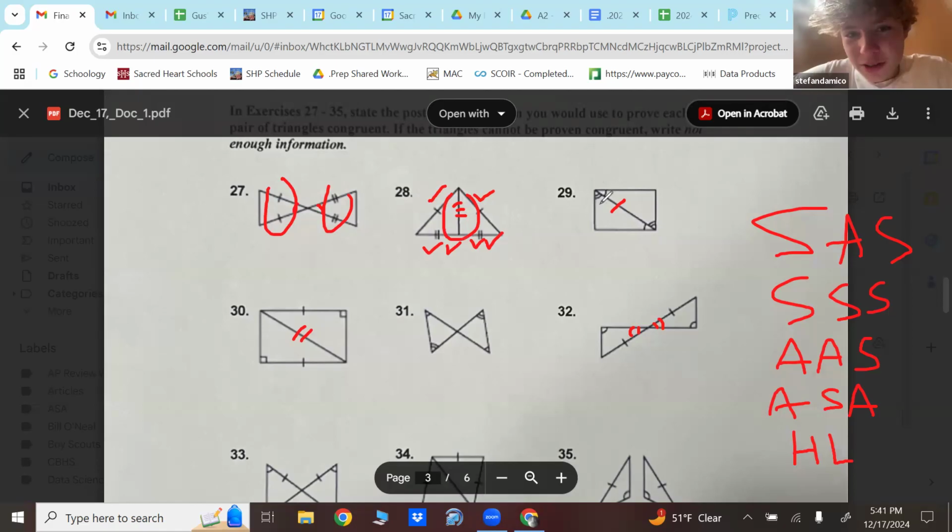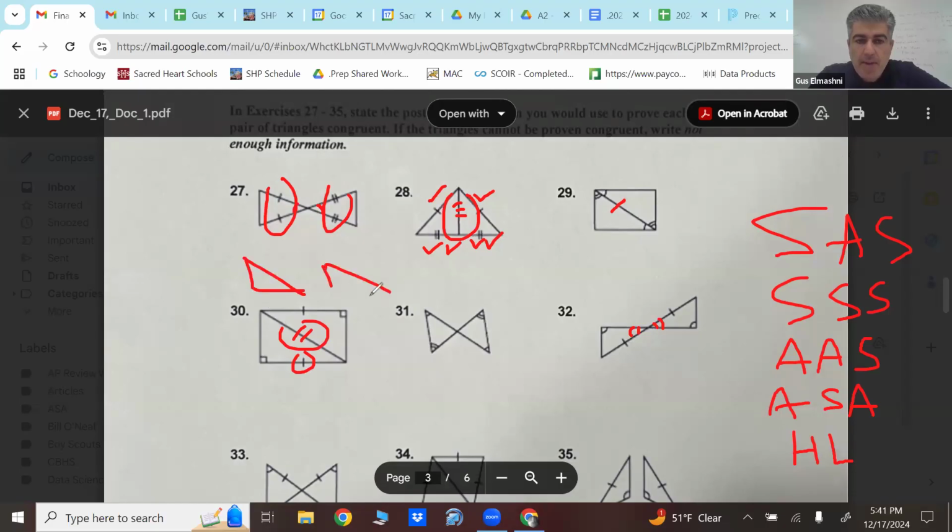Then for 29, you have to go in order: angle, side, angle. No angles. Angle, side, angle. All right. Let's take a look at 30. That's hypotenuse leg theorem because they have right triangles. The hypotenuse is the same for both. If you redraw them and separate them out, again, the hypotenuses are the same.